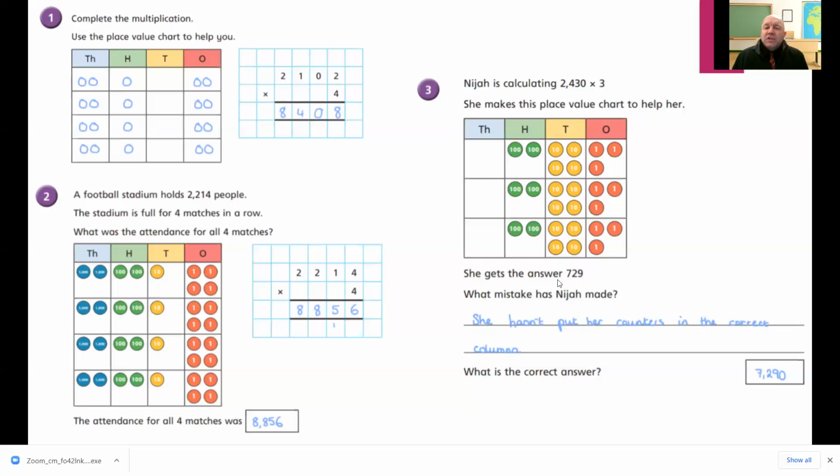So in effect, her answer just needs to be one place bigger. Instead of having 700s, she needs 7,000s. Instead of 2 tens, she needs 200s. And instead of 9 ones, it's 9 tens. So the correct answer is similar to Neha's, but the place value is out. So it should be 7,290. So everything one place bigger. I hope that makes sense.